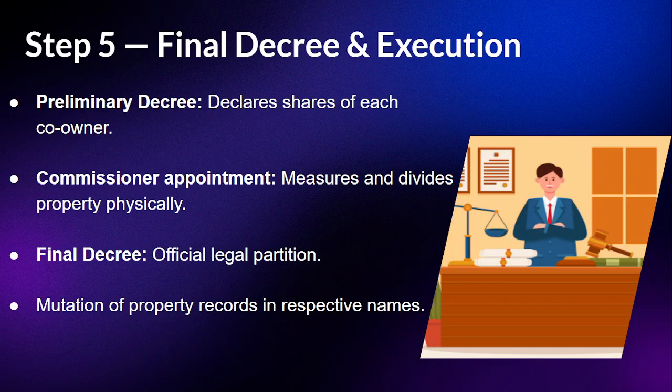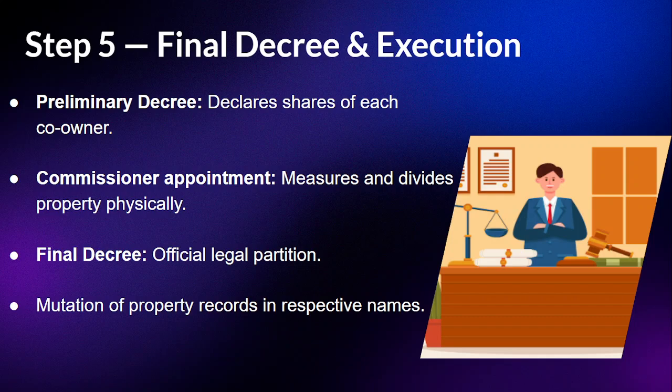Step 5. Final decree and execution. The court first issues a preliminary decree, declaring the share of each co-owner. Next, a court-appointed commissioner will physically measure and divide the property. If physical division isn't possible, the court may order a sale and distribution of proceeds.